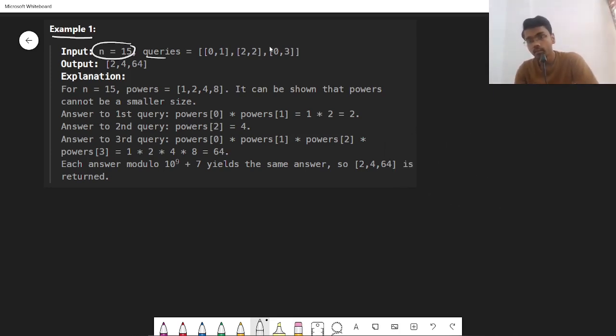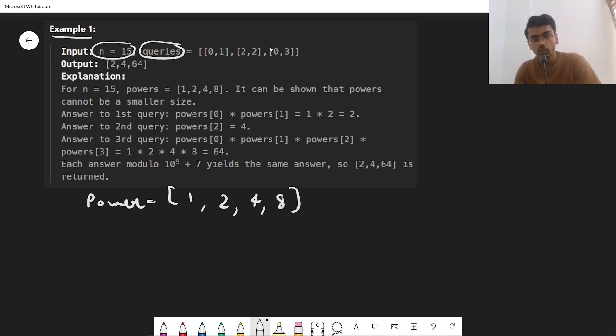The only part to think about in this question was to generate the power array, which we have already done. We will dry run this entire example also, but first let us understand the entire question very clearly. The second part of the question says queries[i]. Now this queries[i] represents the indices that are present in the power array. First of all, what was the power array? The power array was 1, 2, 4 and 8. Now these are the indices 0, 1, 2 and 3.